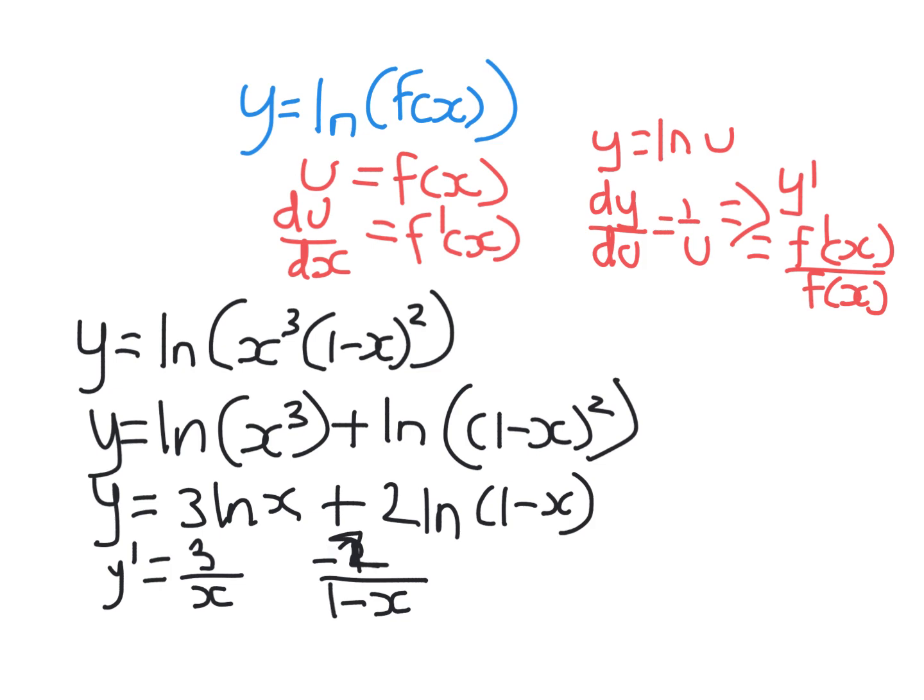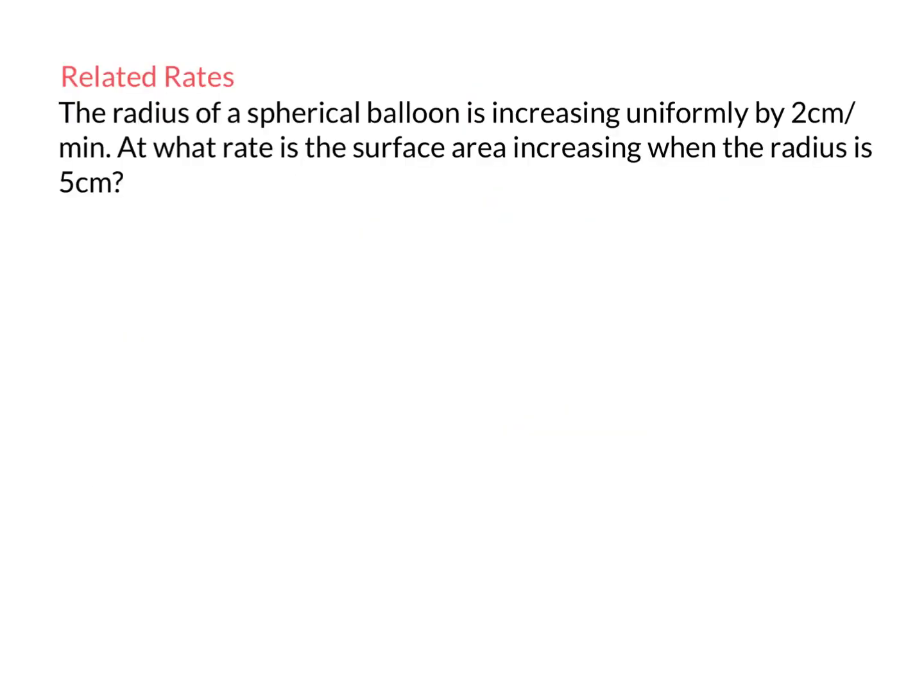All right, now we're just going to take a quick look at related rates. So the radius of a spherical balloon is increasing uniformly by 2 centimeters per minute. At what rate is the surface area increasing when the radius is 5 centimeters? We're actually going to use the chain rule here to solve this related rates problem. So we're asked for what rate the surface area is increasing. We're actually finding how fast surface area, so I'll call that A, is increasing with respect to time.